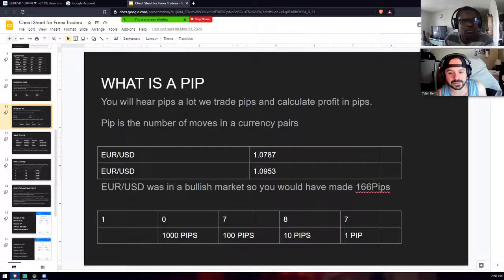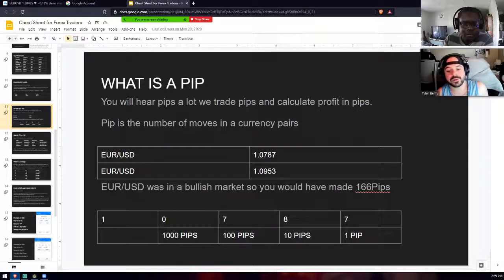Exactly. So 1 pip is the 7, 10 pips is the 8, 7, and 0 is 1,000 pips. But 0 is technically 10 cents. Correct? Correct. And 100 pips is 1 cent.